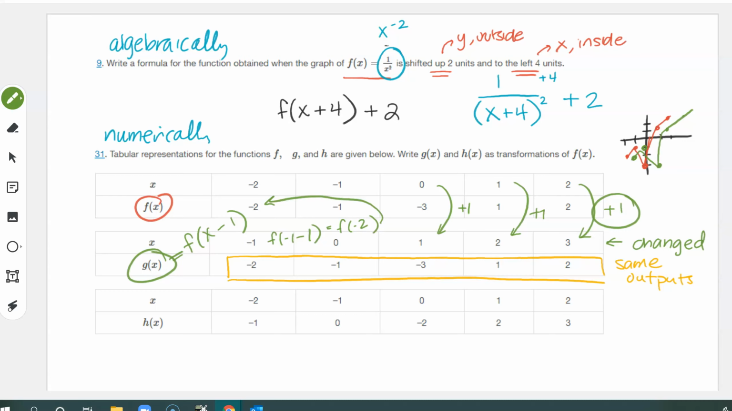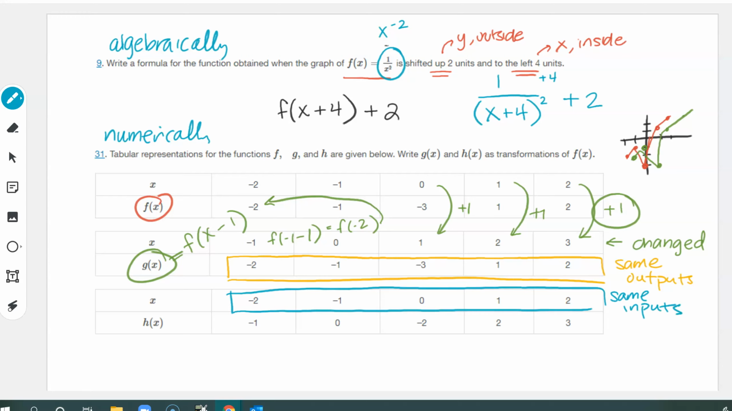So how do we change our inputs? The second one, our h of x. Now we can see all of my inputs have stayed the same. But we've changed the outputs, which is much easier, thank goodness. Our outputs went from -2 to 1, 1 to 0. It looks like we've changed all of these by adding 1 to the original, right? So same idea here. This is going to be f of x plus 1.